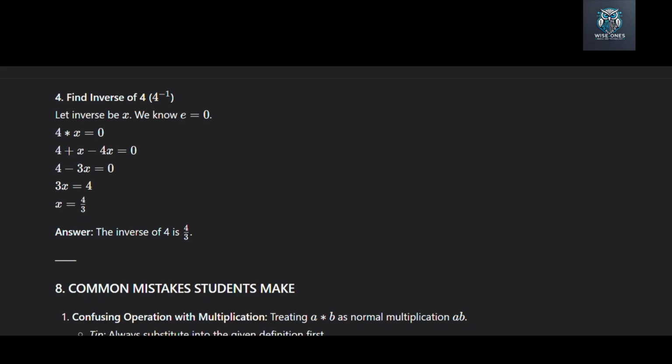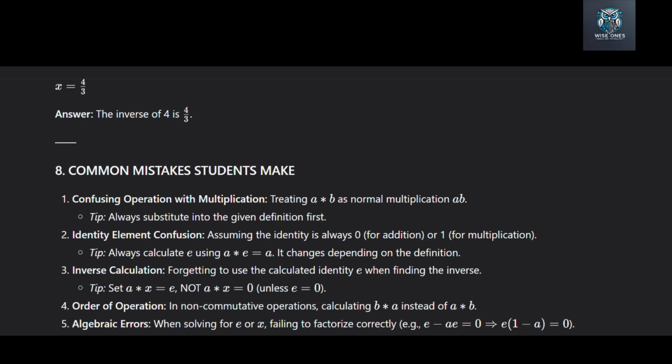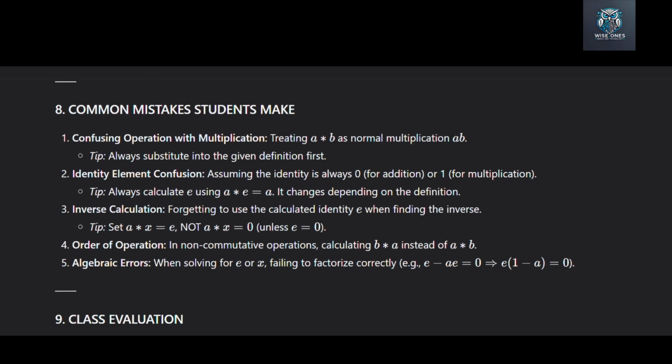Now, I want to warn you about common mistakes students make. Section 8, mistake number 1, confusing the operation with multiplication. Do not treat a star b as normal multiplication, a times b. Tip, always substitute into the given definition first. Mistake number 2, identity element confusion. Do not assume the identity is always 0 or 1. Tip, always calculate E using a star E equals a. It changes depending on the definition.